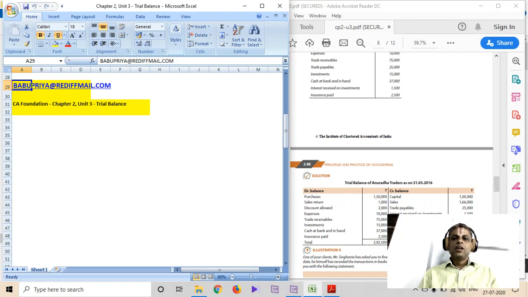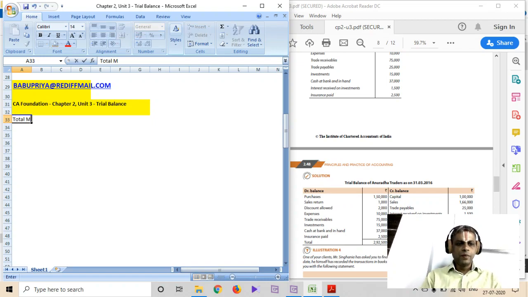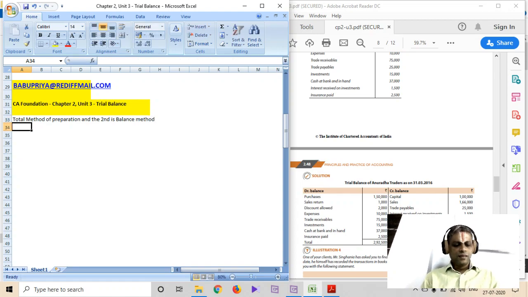Okay, so we'll continue with the trial balance. There are two different ways of preparing a trial balance. One is the total method of preparation, and the second is the balance method. The concept is very easy actually. It's not to be put too much into the head.